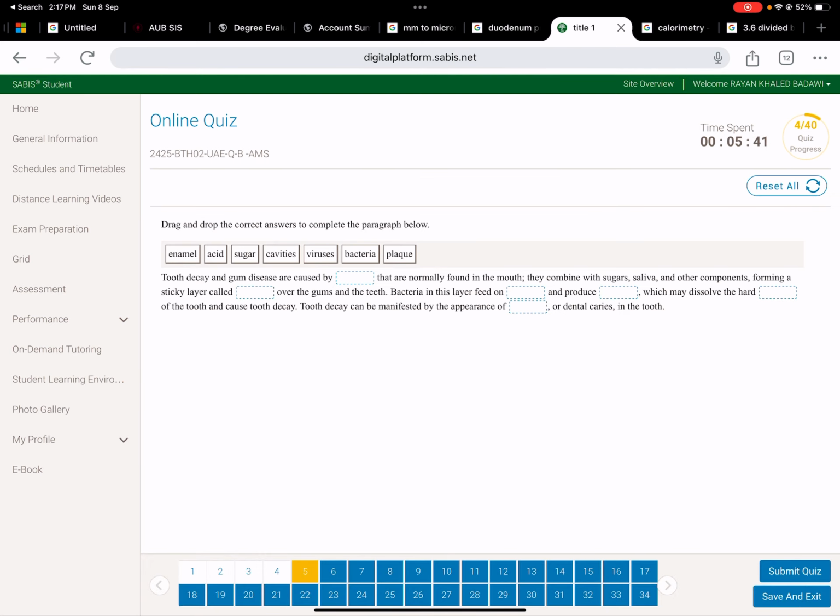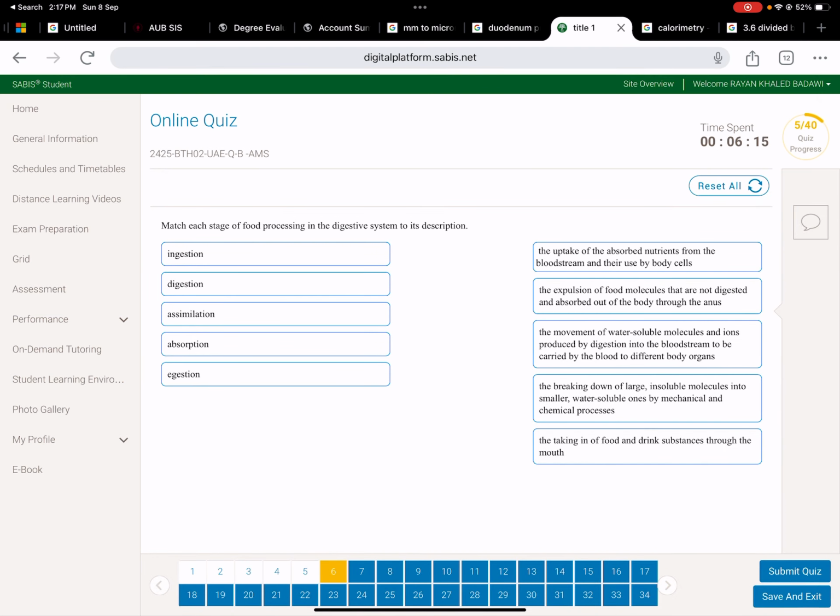So tooth decay and gum disease are caused by bacteria that are normally found in the mouth, and they combine with sugar, saliva, and other components, forming a sticky layer called plaque, and this plaque covers the gums and the enamel of the teeth. Then bacteria in this layer feed on sugar and produce lactic acid, which dissolves the hard enamel because that's the outermost layer of the tooth and causes tooth decay. Tooth decay can be manifested by the appearance of cavities.